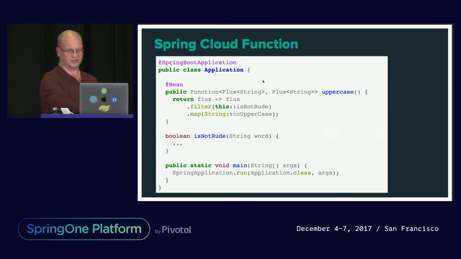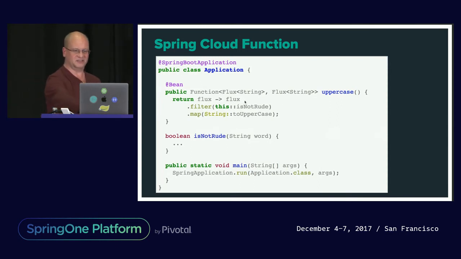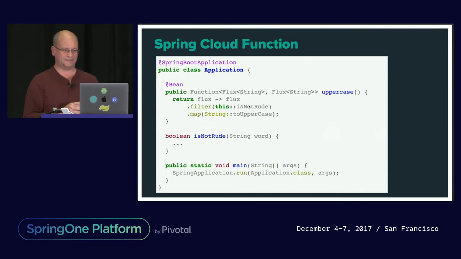This is another uppercase function, but instead of being a function of string to string, it's a function of flux of string to flux of string. And in that function, this isn't doing anything very sophisticated. This is just filtering out the ones that are not rude. So I'm going to get less data out than I put in, because some things will be swear words. But you could do other interesting things. This is stream processing. So we decided to do that.